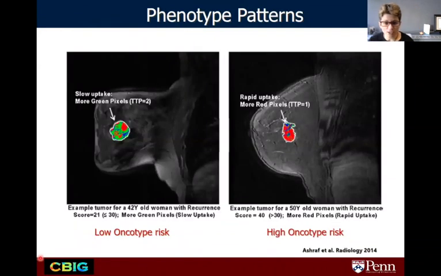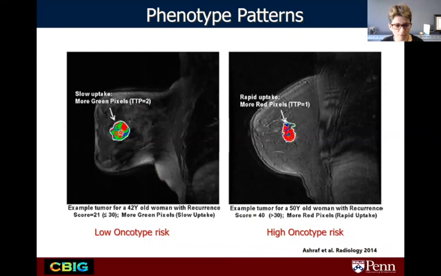And then I'll show you visually how some of these tumors look. On the left-hand side, you have a tumor of a 40-year-old woman with a recurrence score of 21. That's at the low-medium risk, could be spared adjuvant chemotherapy. On the right-hand side, you have an example of a tumor from a 50-year-old woman with a recurrence score of 40, high risk of recurrence based on the molecular profiling assay, that could benefit from adjuvant chemotherapy.